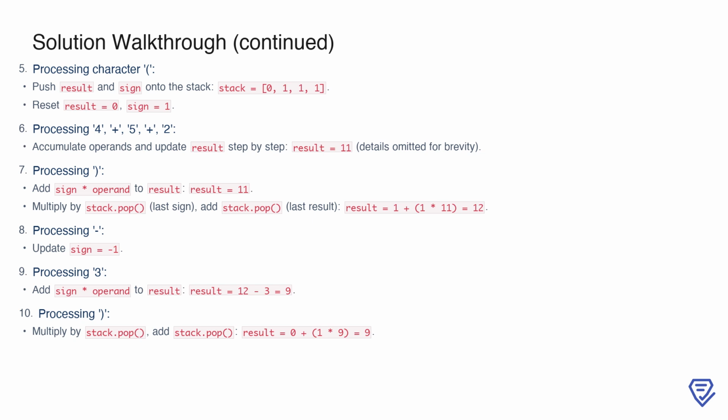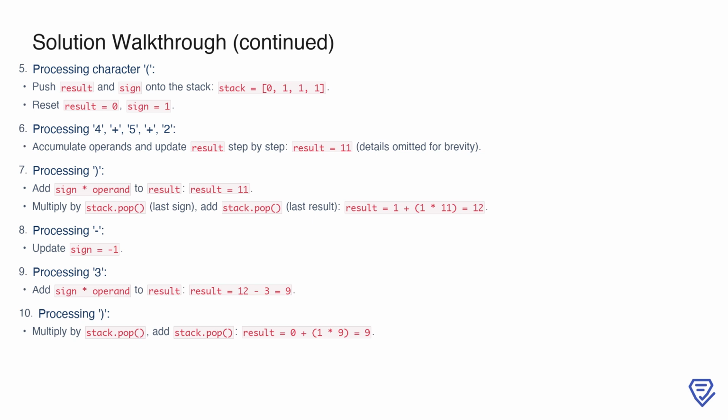Now, we process the characters 4, plus, 5, plus, and 2, updating the result step by step as we go. After processing these, the result for this inner expression becomes 11. When we encounter the close parenthesis character, we first add sign * operand to the result, although in this case, the operand is 0, so the result remains 11.